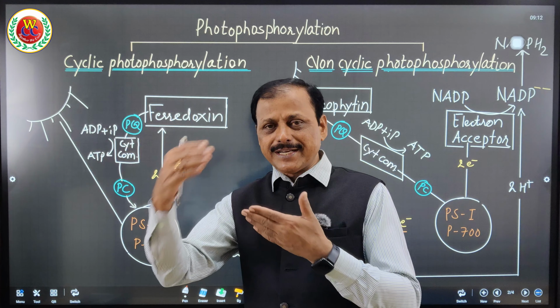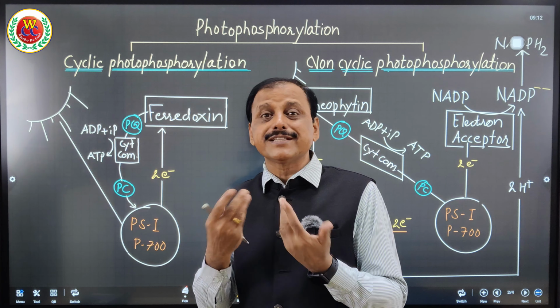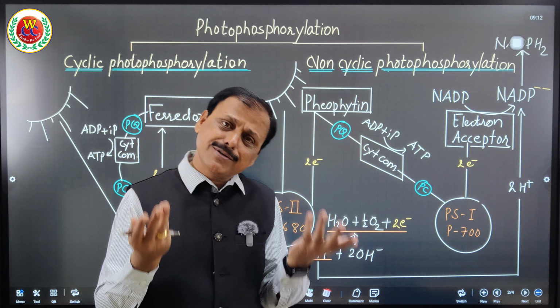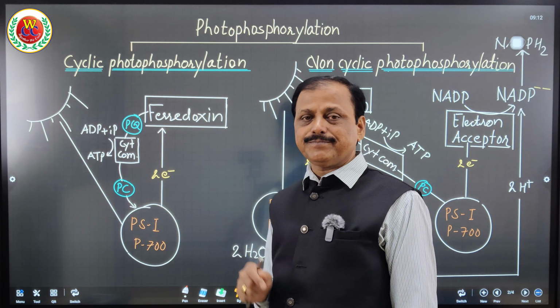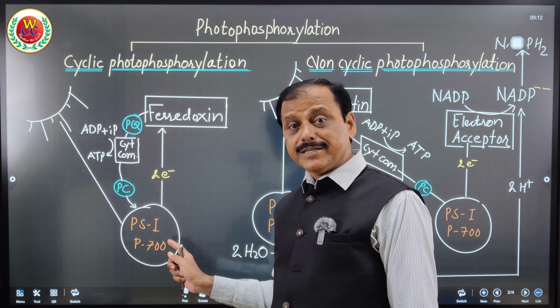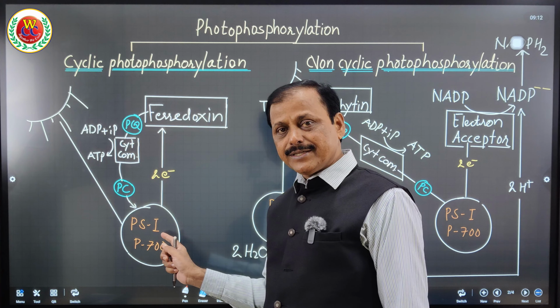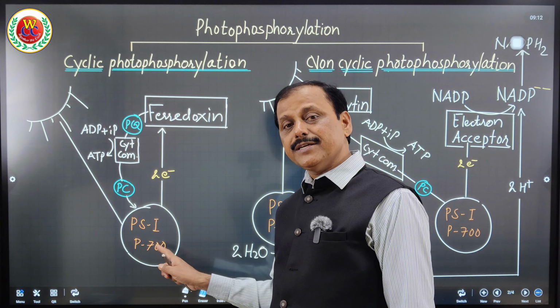Cyclic, as usual, means anything which is released comes back to the original position. Anything that is released and does not come back to the original position is non-cyclic. Here, when light energy is absorbed by pigment system 1, PS1, P700, what does it mean? It means that light energy is absorbed from sunlight with the wavelength of 700 nanometer, and therefore it is called P700.